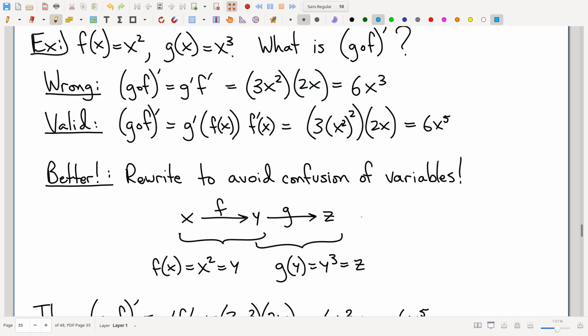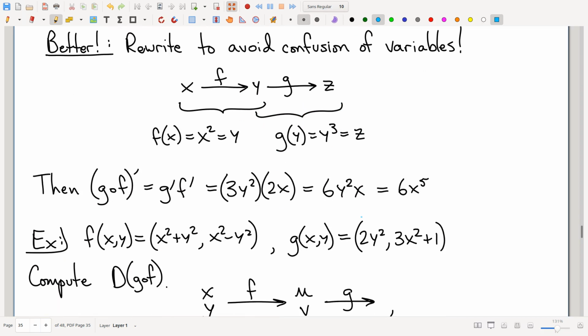Now, because I'm not any longer confusing my variables, there's nothing to worry about. I can be as fast and loose as I want on how I write the chain rule, the derivative of compositions, the product of the derivatives. Yeah, cool, fine. And I can be sloppy, careless about where I'm evaluating. Yeah, g prime is 3y squared, right? And let's see here, f prime is 2x, and then you just write that down and multiply.